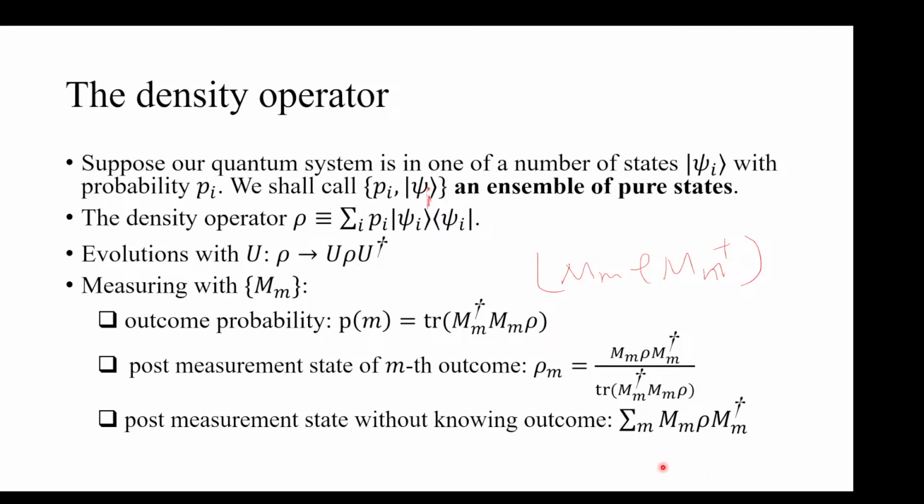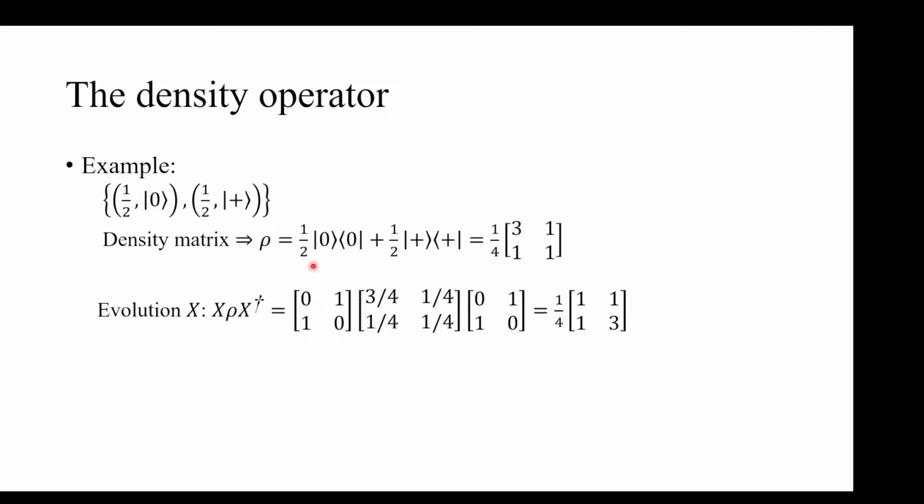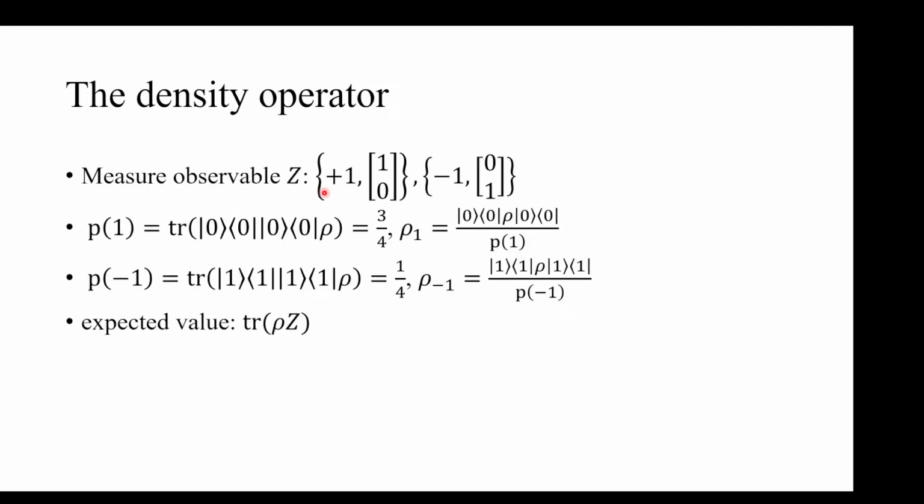And so here is an example. We have this example state rho here, and we do evolution with X, then you multiply X and X dagger before and after your density operator. And then you do a measurement in the Z observable. You can measure the observable Z, and we know observable Z has eigenvalue +1 with eigenstate |0>, and eigenvalue -1 with eigenvector |1>.